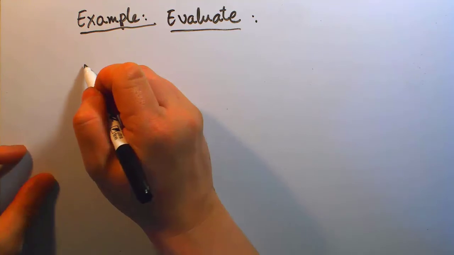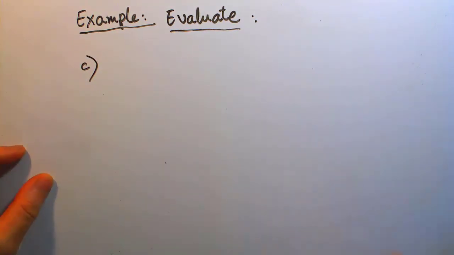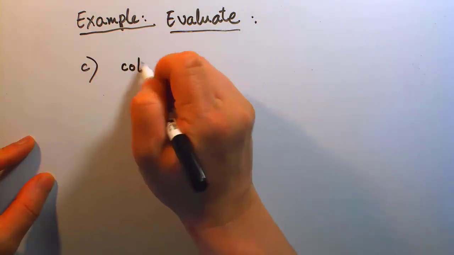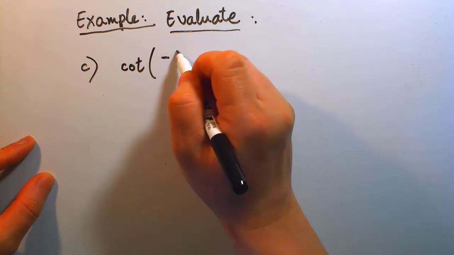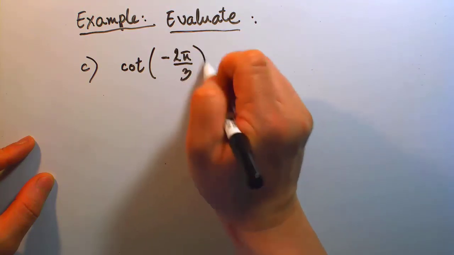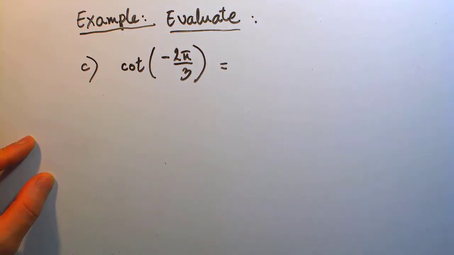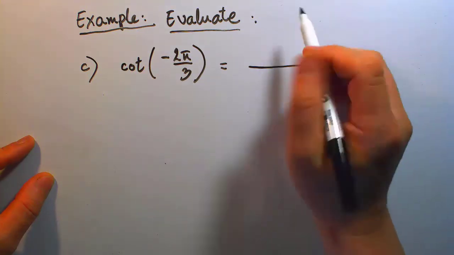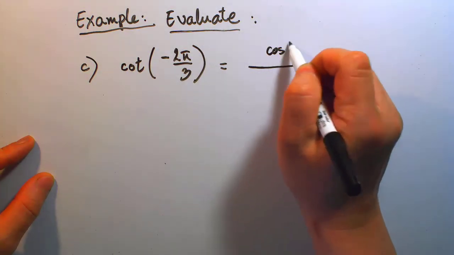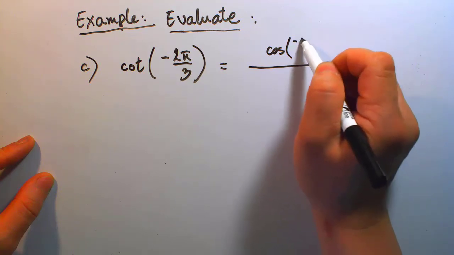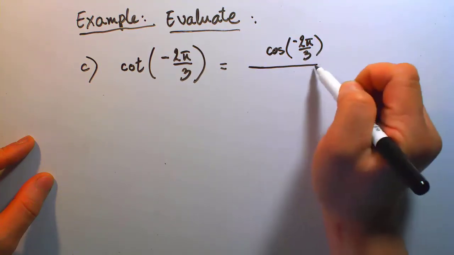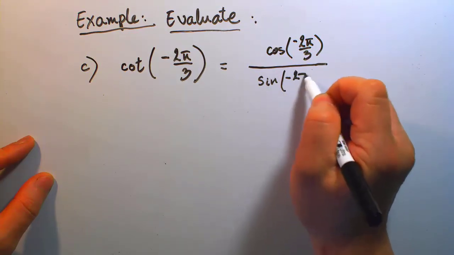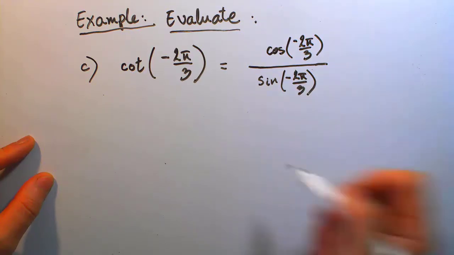And in a different example, let's put up some negative angles to see how things work. So how about cotangent of negative 2 pi over 3? Right at the start, straight from the definition, cotangent is defined as cosine of the angle negative 2 pi over 3, divided by sine of the same angle, negative 2 pi over 3.